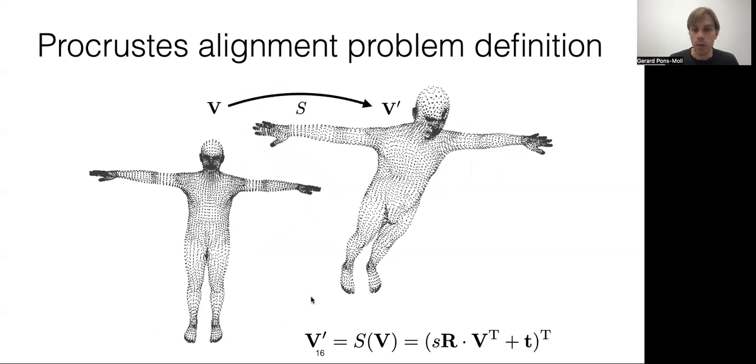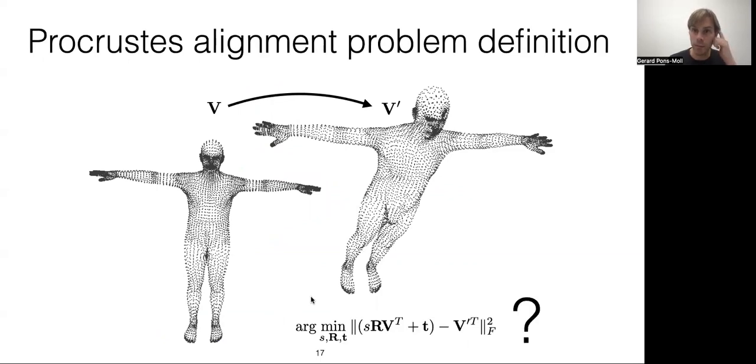So, okay, we know how to transform a shape. That's trivial, but the problem we're interested in is finding the scale, rotation, and translation that optimally brings one source shape V into a target shape V prime.